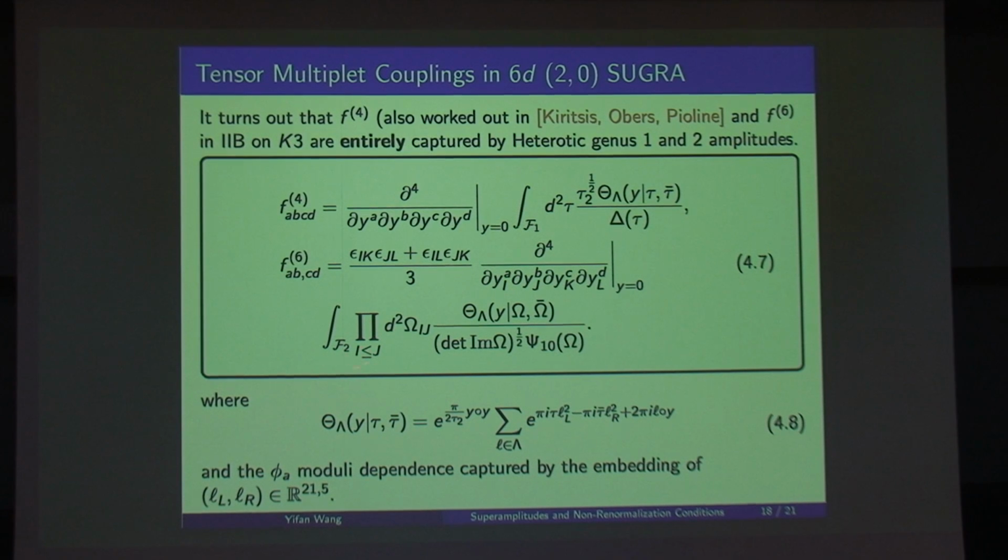And this F2 is parametrizing, this is a Siegel upper half plane that parameterizes the moduli of the genus 2 Riemann surface. This Omega ij are the period matrices. And this theta function is the usual theta function for this lattice, a Narain lattice of rank 21,5. And the scalar dependence phi is hidden in the theta function, more precisely, it's hidden in the embedding of this lattice lambda in R^21,5.